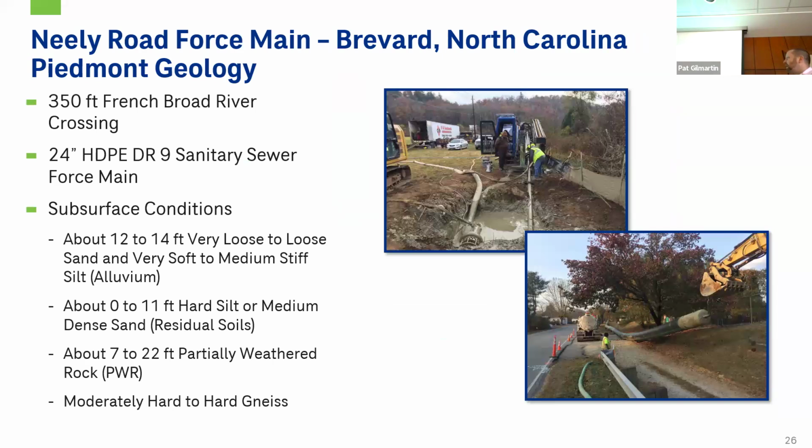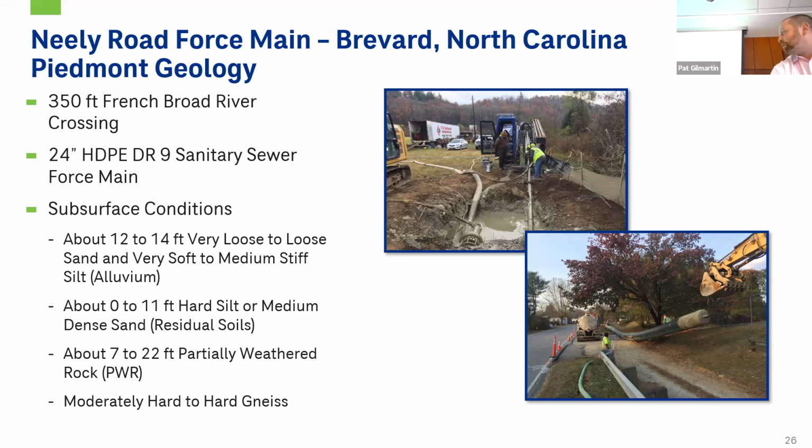So the next project gets us more into Piedmont geology. This is a project that we did up in Brevard, over in the foothills of the mountains. For this one, smaller pipe size, about 24-inch. The big issue that we had here was the subsurface conditions, where we had about 12 to 14 feet of loose alluvials. And then on the land side, we had denser residual soils and PWR.